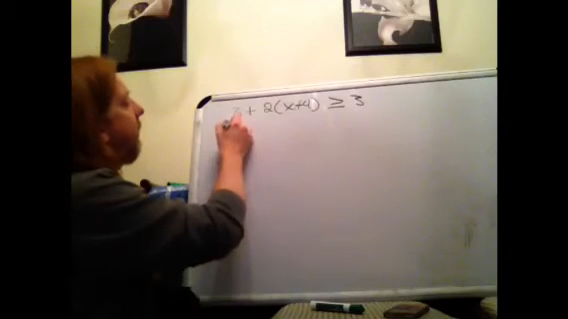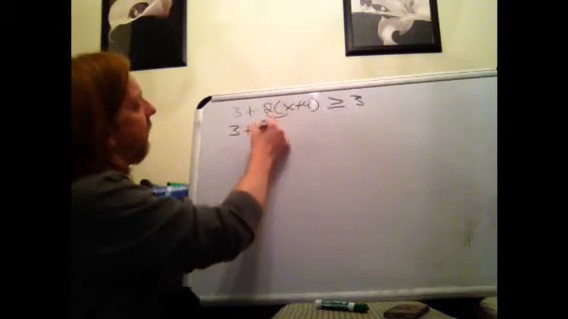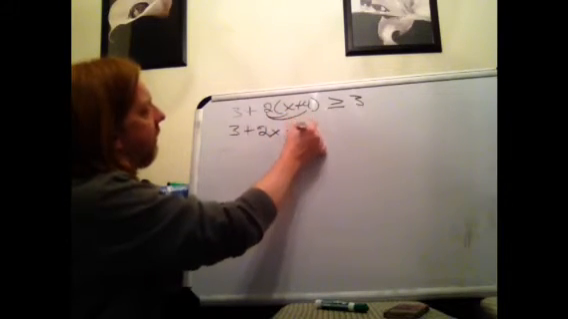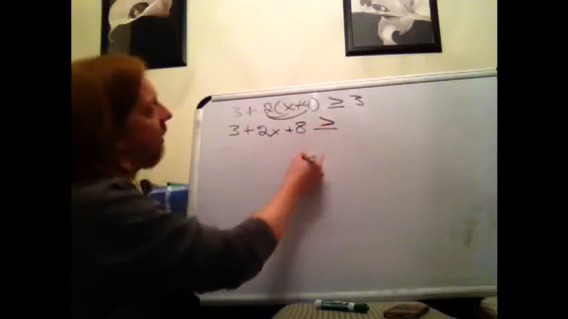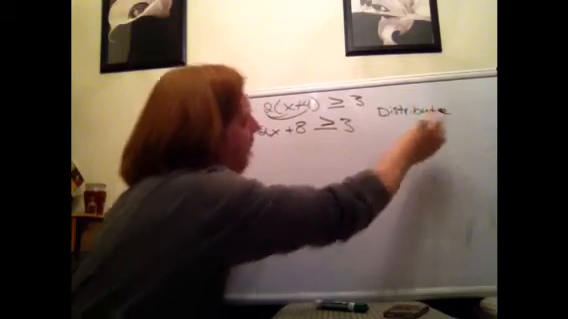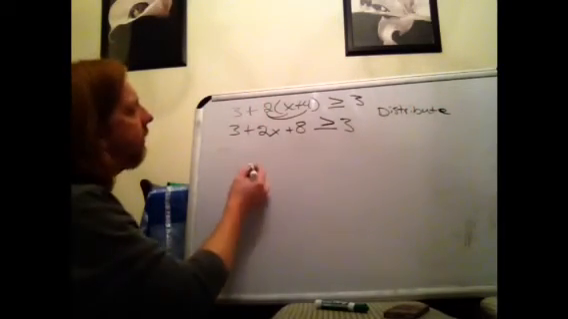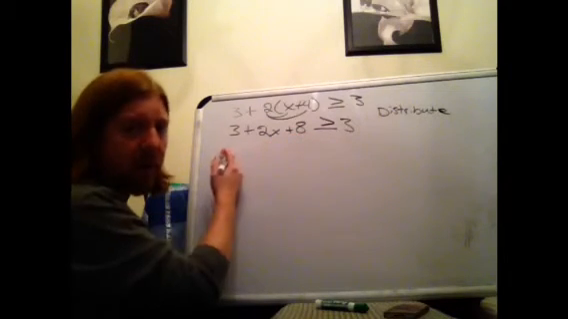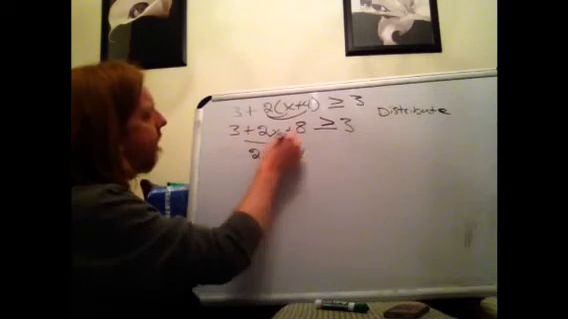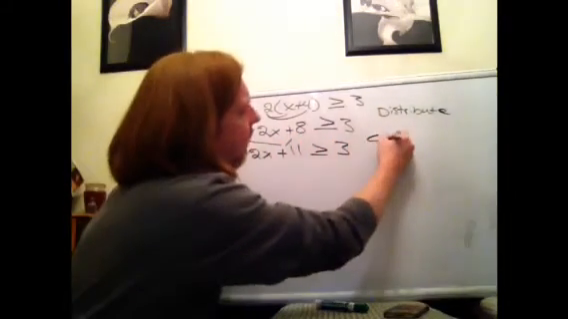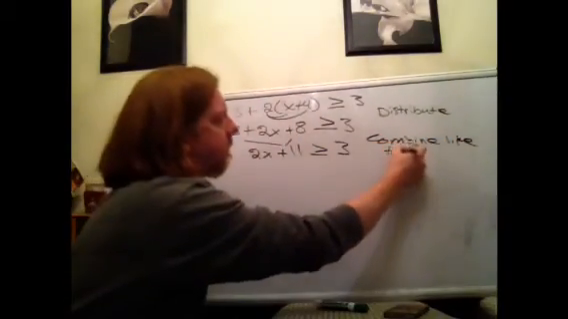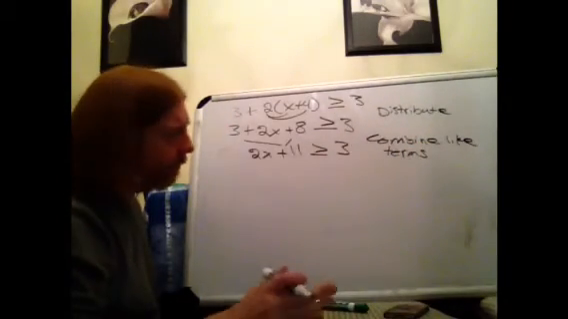So I end up with 3 plus 2 times x, and then plus 2 times 4 gives me 8, greater than or equal to 3. What I did, I distributed. Now, let's combine like terms. We're on one side of the inequality, so I'm just going to put those terms together to be 11. Combine like terms. Got nothing to do on the other side. We're used to that.